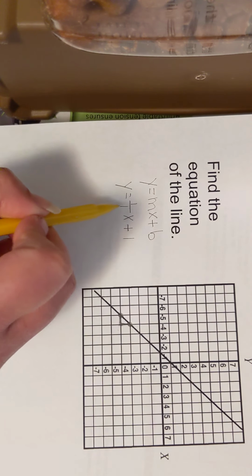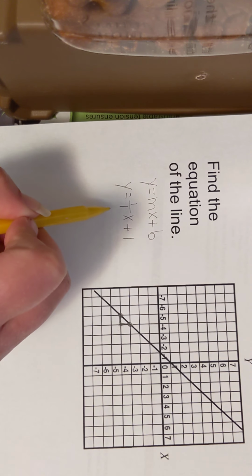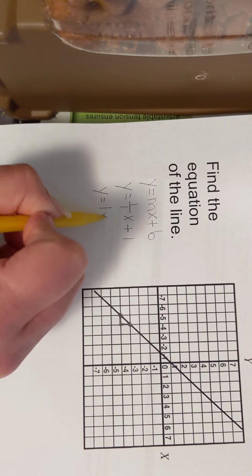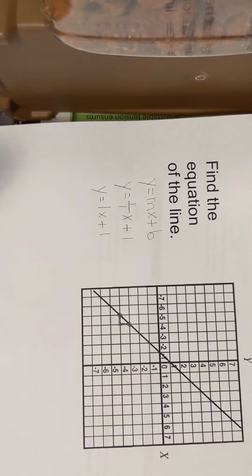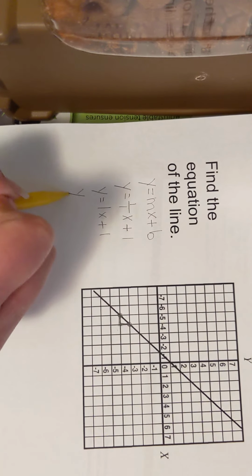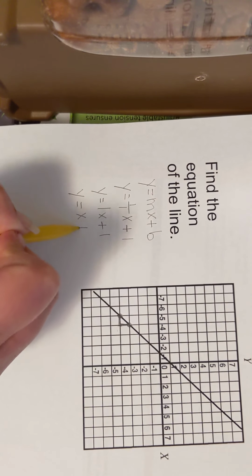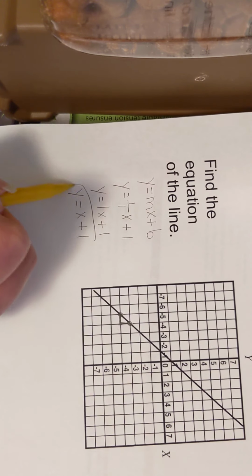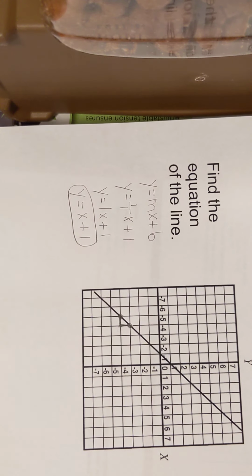Now, I do have 1 over 1 here. I would simplify that, and I could say y equals 1x plus 1, or I could write it y equals x plus 1. Either of those mean the same thing, but there is the equation of my line.